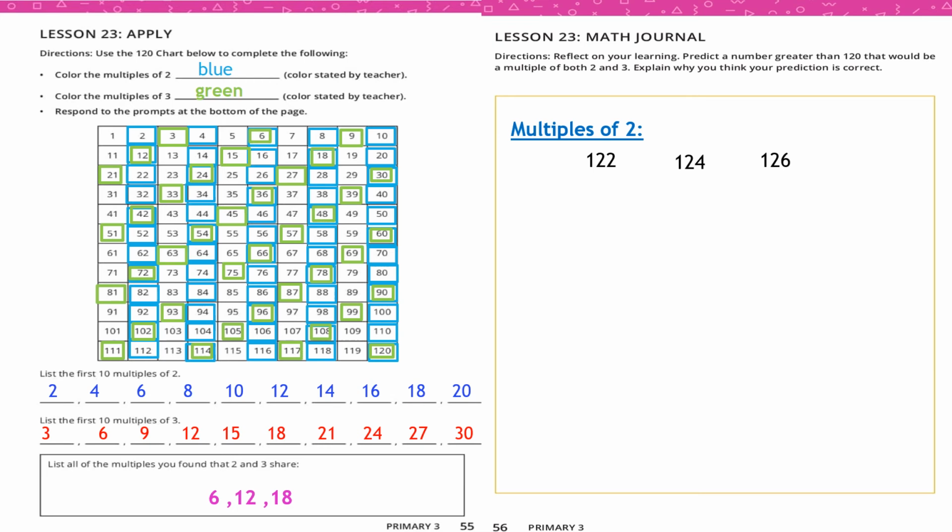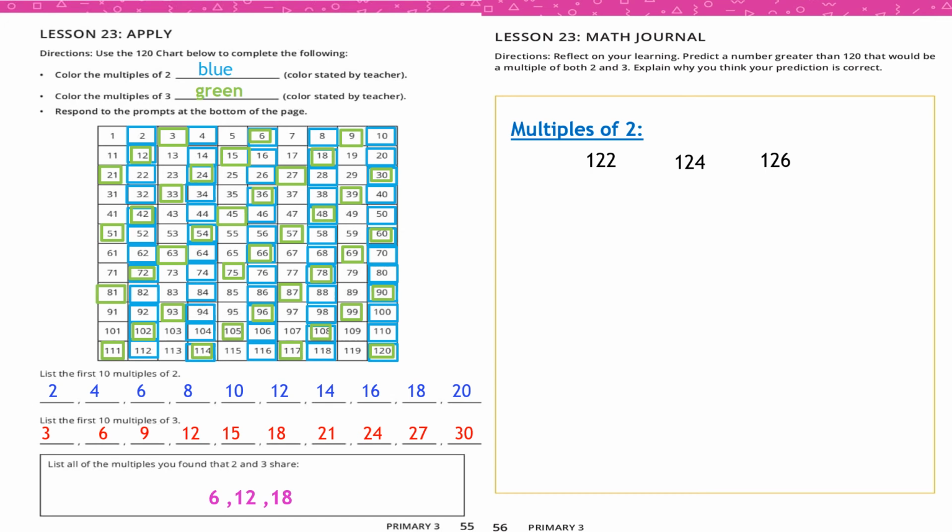Because multiples of 2 are only even numbers. And we want greater than 120. So what is the smallest even number greater than 120? 122. What's the next even number? 124. What's the next even number? 126. Okay. These are multiples of 2.